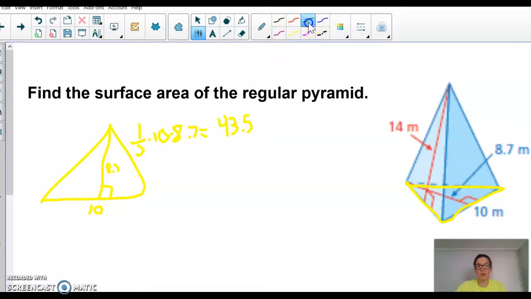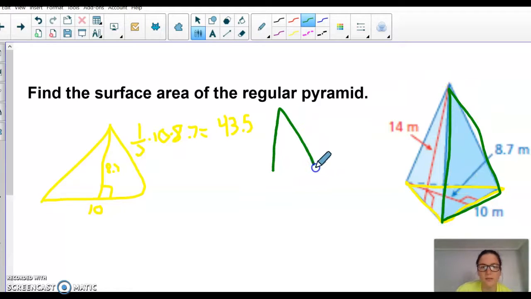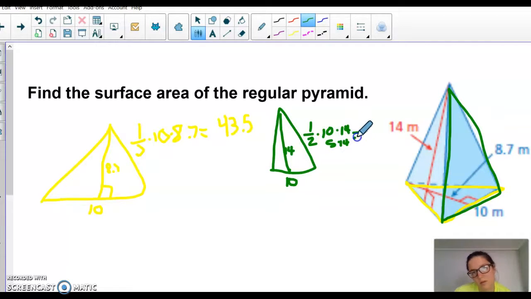So that's a base. And then I'm just going to switch colors, so you have 3 more triangles left because you have the 3 sides. So I'm just going to do this front one. So that front one I just outlined in green has the height of 14. That red slant height that they gave you is the height of all the slant heights of all the triangles on the side of the pyramid. So that's 14. And then the base is 10. So that's 1/2 times 10 times 14. So that's 5 times 14, which is 70.